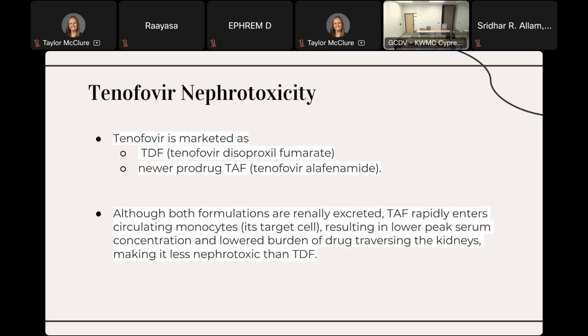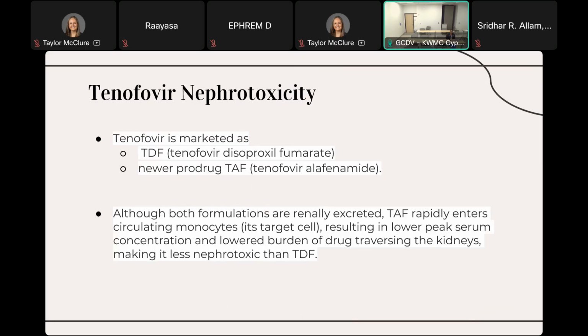Now, this can also be tested on the boards. Tenofovir comes in two forms: TDF, which is tenofovir disoproxil fumarate, and the newer product called TAF, tenofovir alafenamide. What we use these days is TAF, tenofovir alafenamide.